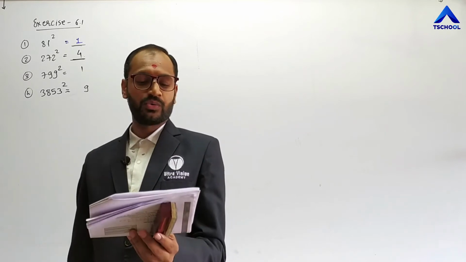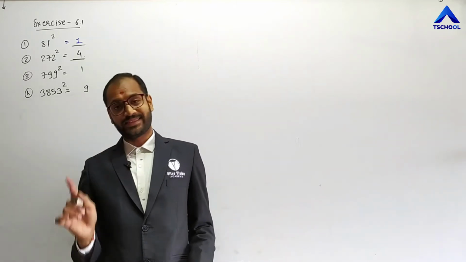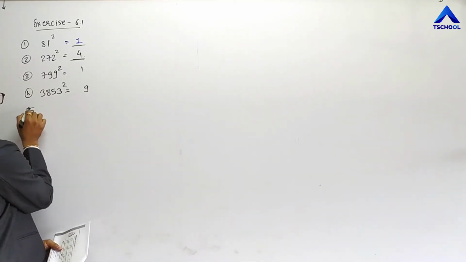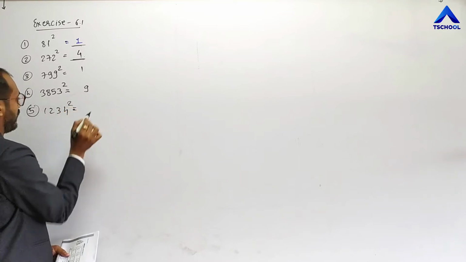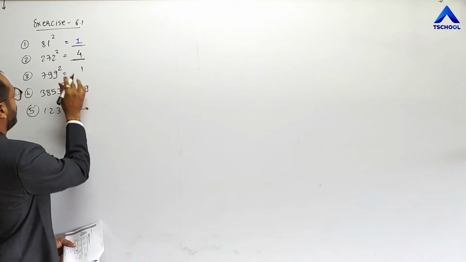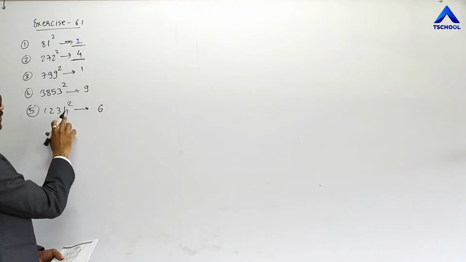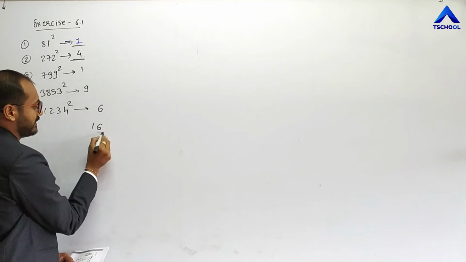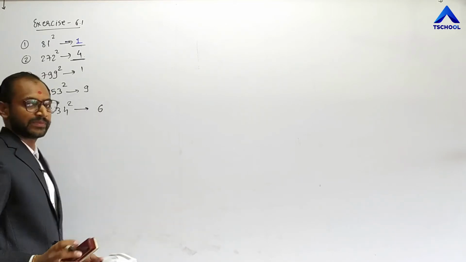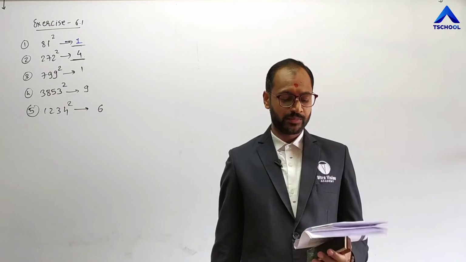For the fifth one, 1234. So 4 square is 16. So the unit digit of 16 is 6. So its square will contain the unit place 6, because 4 square is 16, and in 16, 6 is the unit place. So we get the answer 6. In this manner you can obtain the unit place of any given number.